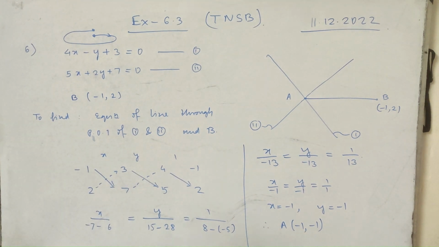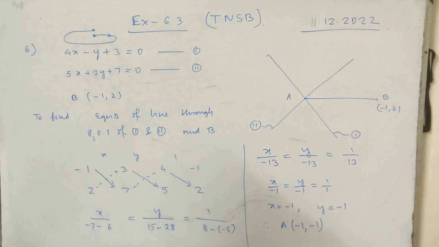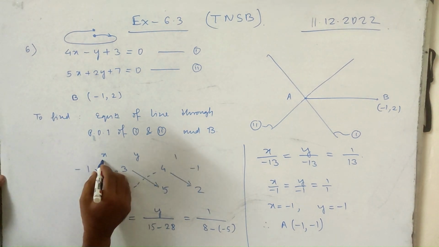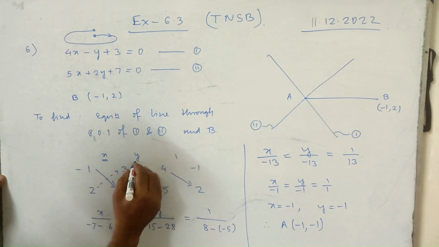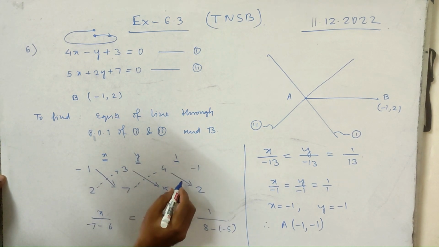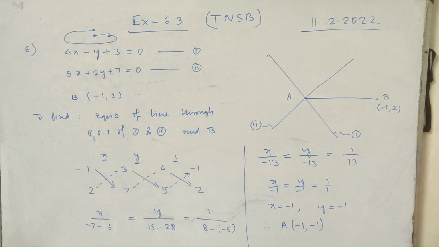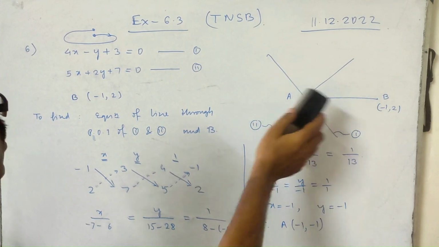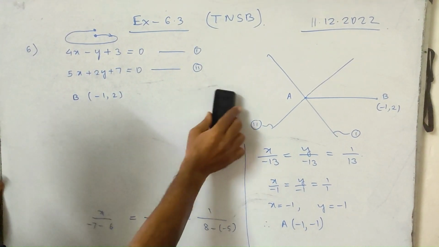This is called the cross multiplication method. Okay, this method is called the cross multiplication method. See here, the position of x is in the middle, between these two coefficients. Dotted line is what? Subtraction. Okay, as we came to know this point A, now I can make use of the two-point form, isn't it?